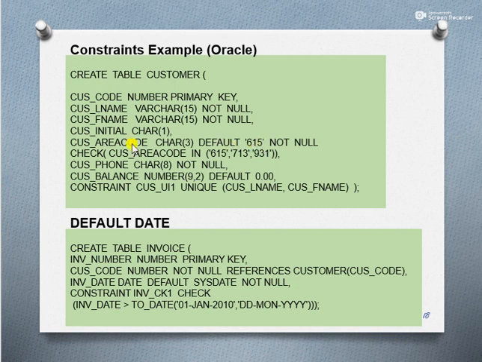Okay, the second constraint on the same attribute is the check constraint, and in the check constraint we write customer area code in 615, 713, 931, which shows that we will accept customer area code only as one of these values. If the end user enters any other value other than 615, 713 and 931, it will be rejected. So here we have a check constraint and a default constraint on the customer area code attribute.